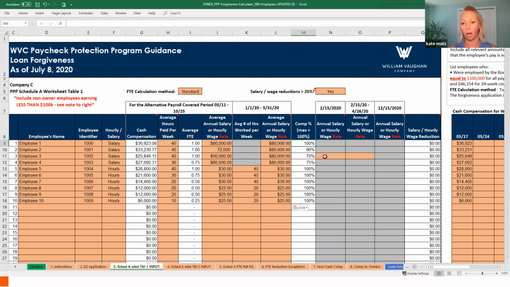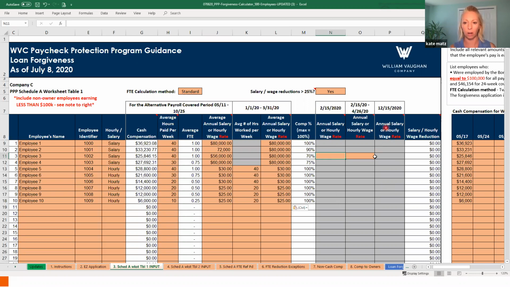And you can see what happened here is now we've got some cells that are going to need to be filled in to see if we can meet a safe harbor for them. These other ones are all gray because they did not have their compensation reduced by more than 25%. It's only this one here that we need to worry about, employee number 3. So let's take a look at that one.